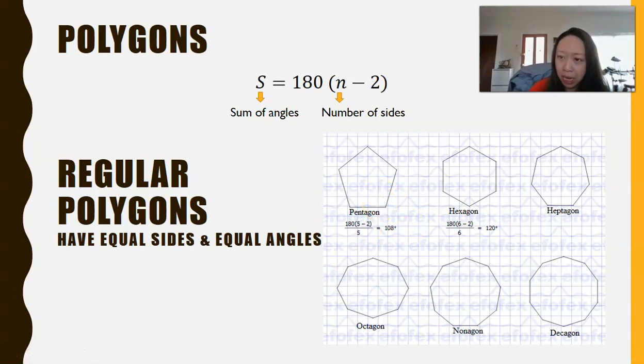It is the same working for the hexagon, the heptagon, the octagon, octagon is 8 sides, nonagon, decagon. This is just for you to familiarize yourself with the terms. For the hexagon, it's still the same formula. Can you see, compared to the first one, the only thing that changes is the 6, because it has 6 sides.